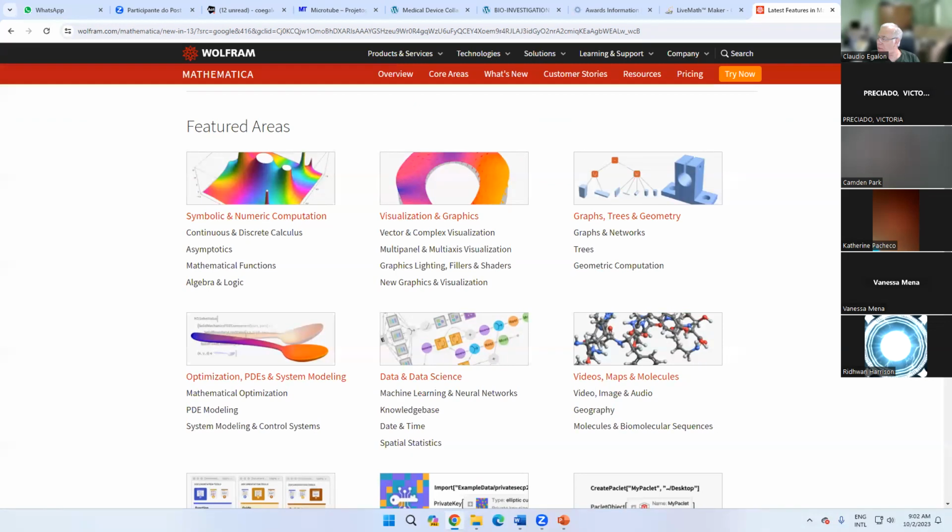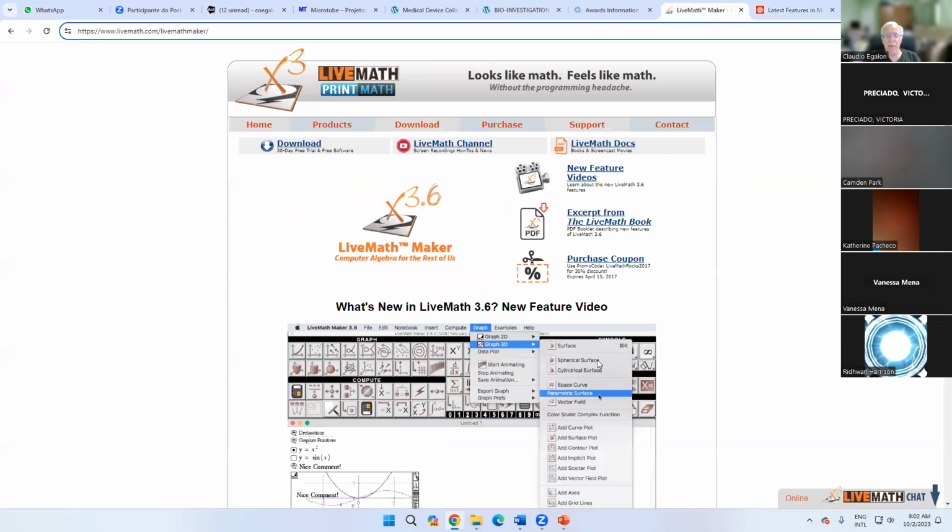Anybody has any experiences? CAD, for instance. I never use CAD. I know it exists. I know it does 3D. And there is another one, I'm trying to remember. Well, if I remember, I'll let you know. Okay. But yeah, that's LiveMath Maker.